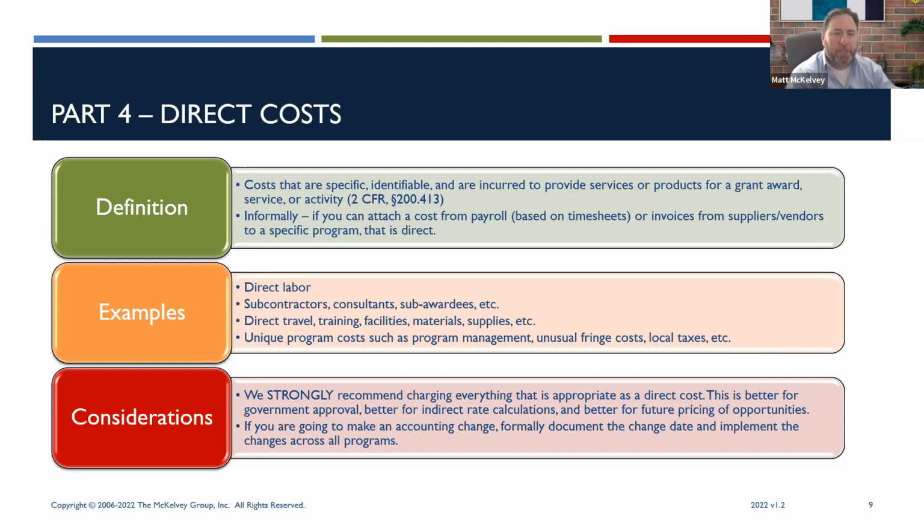Okay. Now these considerations, these are opinions from me, from both myself and the McKelvey Group. All right, we believe the organization should, especially when they're doing work with the federal government specifically, but in general, strongly recommend charging everything that is appropriate as a direct cost directly. Meaning, we really strongly recommend charging things directly, even if you could recover them in another way.